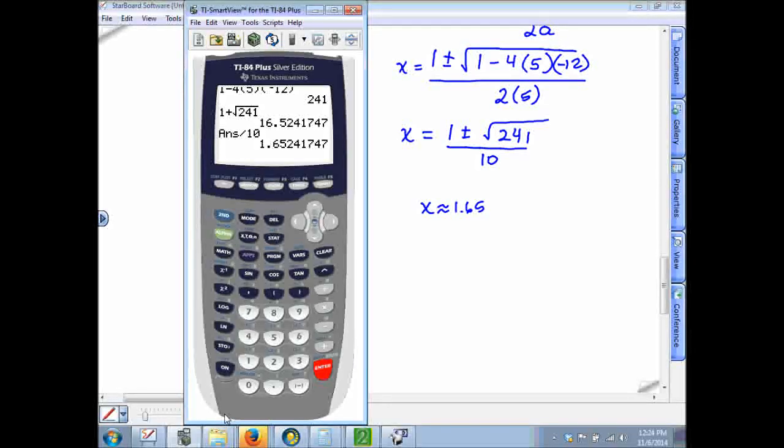Now, how do we get the other? There's two answers here, guys. How do we get the other one? 1 minus square root 241. You guys do that on your own. Don't watch me. Go do it. Do 1 minus the square root of 241. The squiggly line means approximately, because I had to round, right? Whenever you round, it's an approximation.